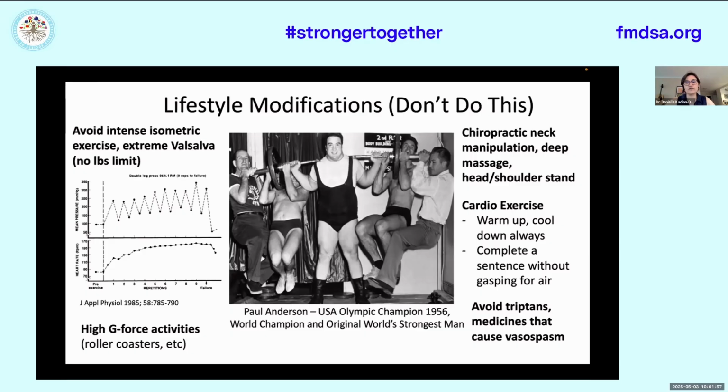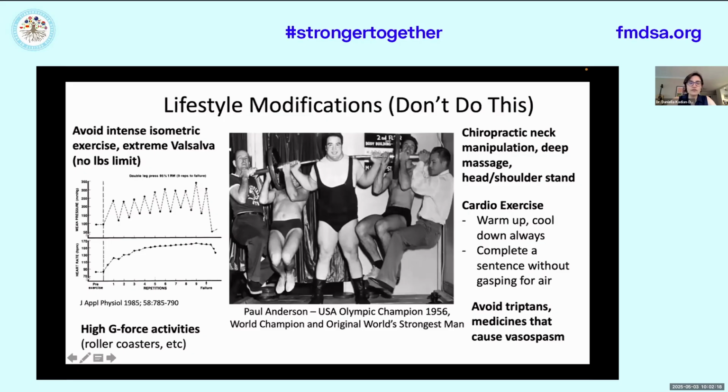Shoulder back massage is fine. For cardio, I really encourage people to warm up and cool down always. And when you're in your intense cardio workout, you want to be able to complete a sentence without totally gasping for air. If you're pushing yourself to that level where you can't finish a sentence, that's too intense.